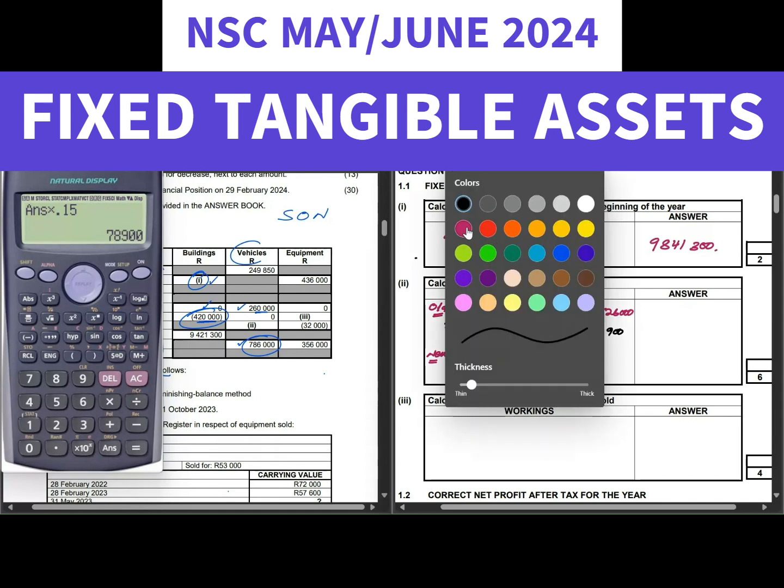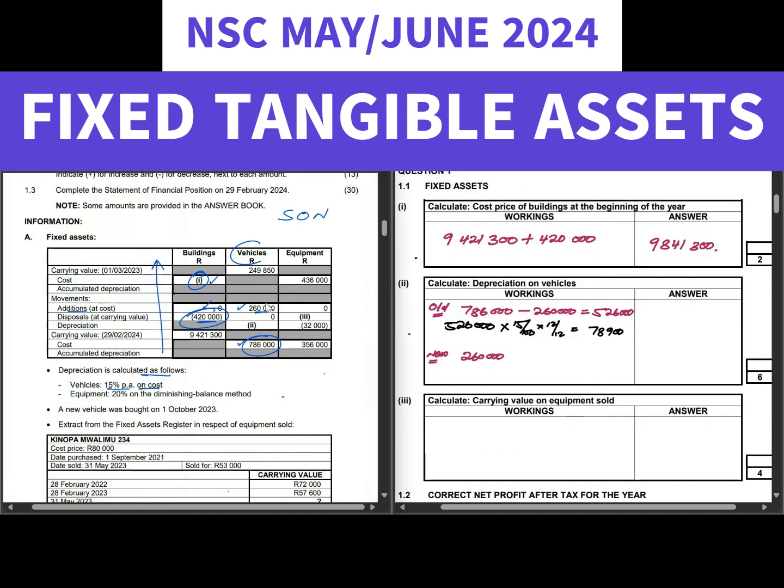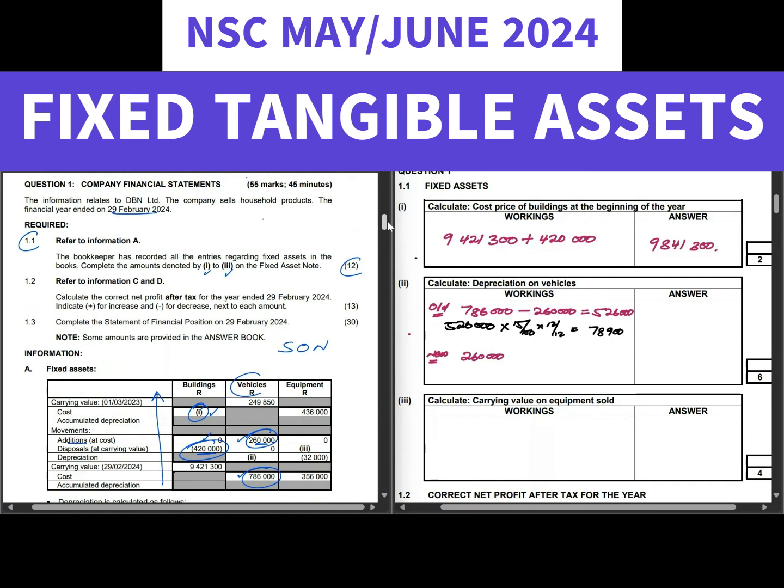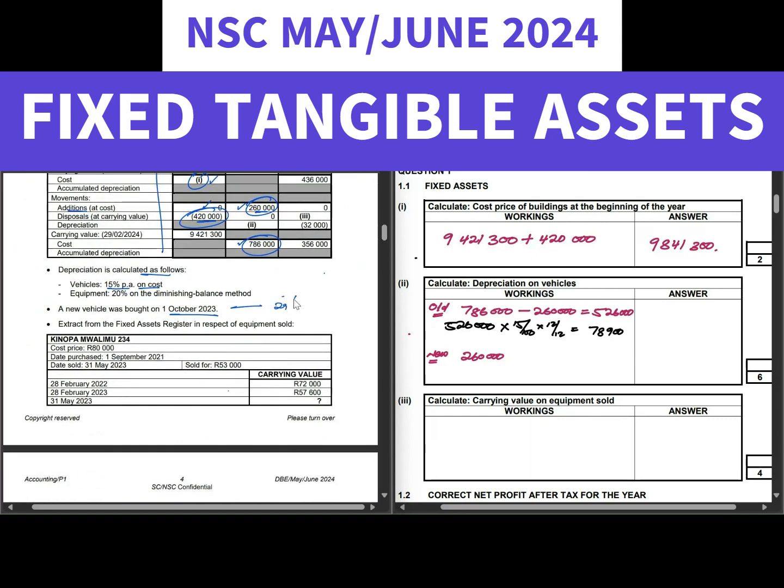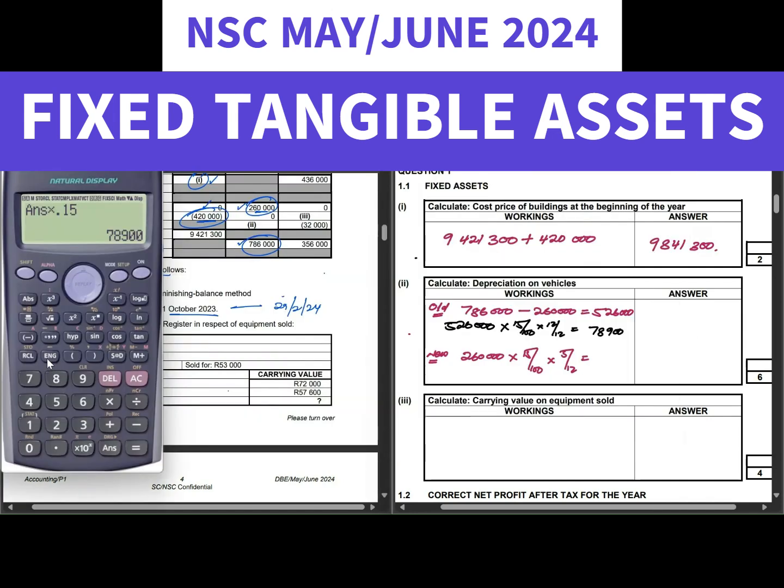Let me come now to the new. The new has a cost price of 260, which is what I see here. And they say a new vehicle was purchased on the 1st of October. And we know that the financial year is ending on the 29th of February 2024. So I'm counting from the 1st of October until 29th February 2024. So I'm going to say the 260 multiplied by 15 over 100 and then multiply how many months now? So it's going to be October, November, December, January, and February. So I have 5 over 12 months. Okay, let's come here then. My 260,000, I multiply that by 15%, then divide it by 12 and multiply by 5. And then that will give me 16,250.